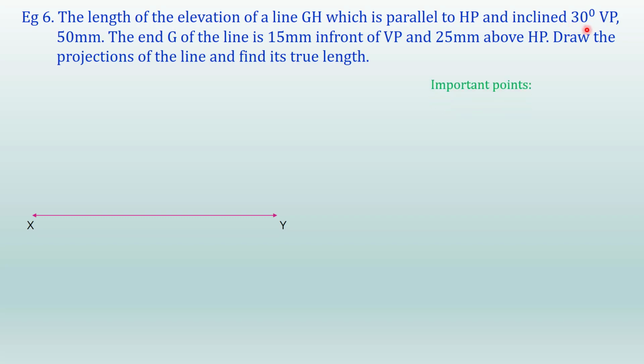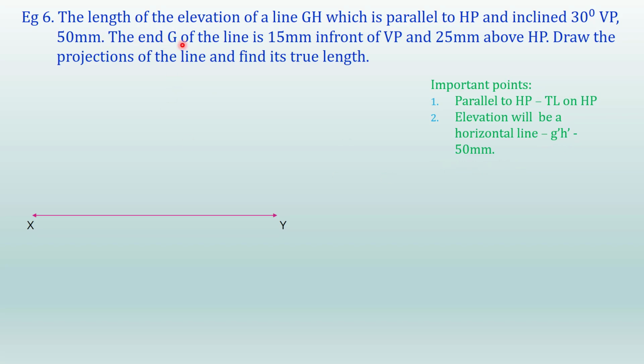Now let's see the important points here. The line is given as parallel to HP. That means we will get true length on HP, or the plan will be true length. Plan small gh will be true length. Then the second one is the elevation will be a horizontal line. Since the line is parallel to HP, the elevation obtained on VP will be horizontal, and the length of that horizontal line is given here. The length of the elevation, the length of the front view, is given as 50 mm. So G dash H dash is equal to 50 mm.